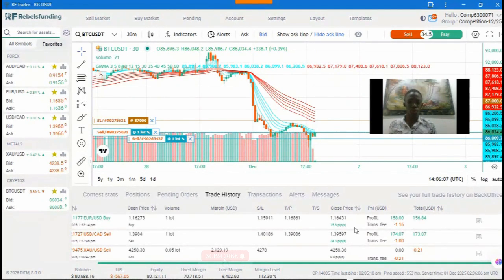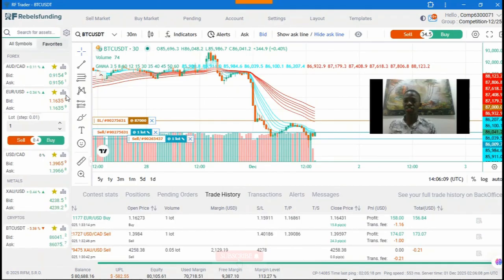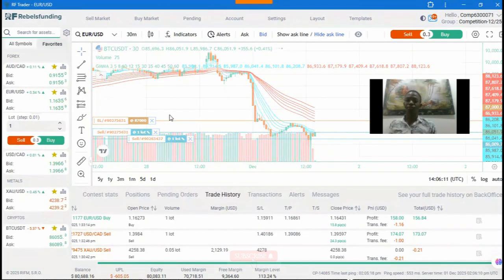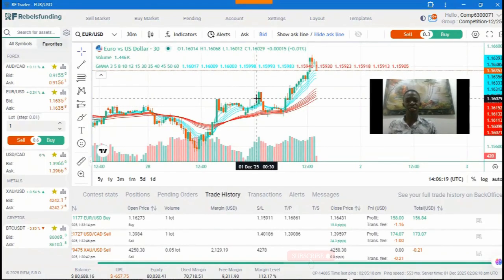So let's go to the chart, the EUR/USD chart, and let's check out how I managed to make this profit using this simple strategy, just the GMMA. You don't need anything else.